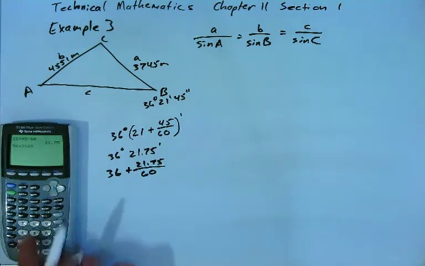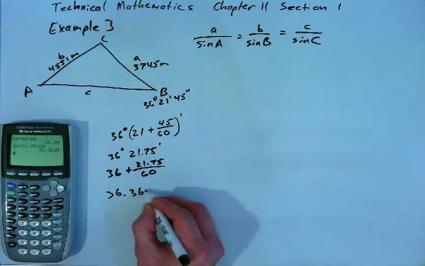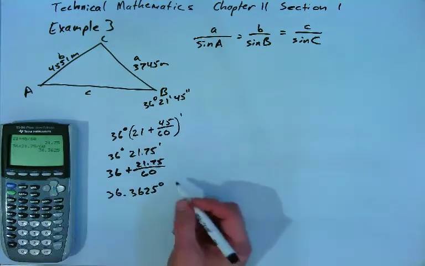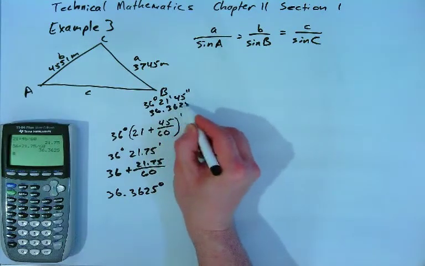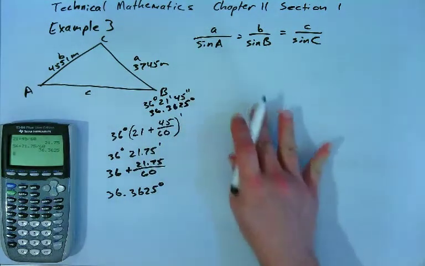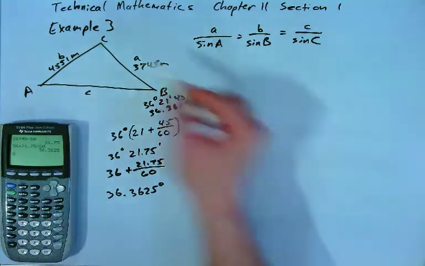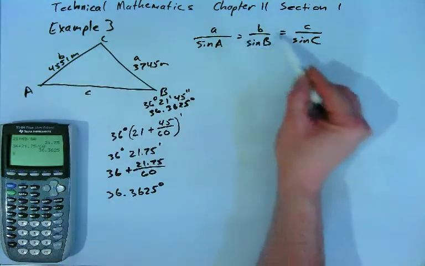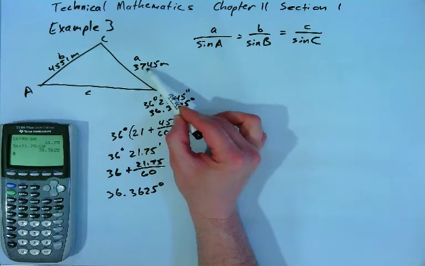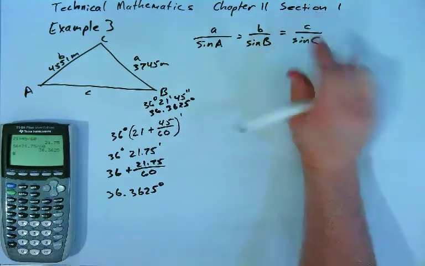So 36 plus 21.75 divided by 60, and we have 36.3625 degrees. So this angle is 36.3625 degrees. Okay, and so now we can apply the law of sines. We know angle B, and we know the length of the opposite side, so we want to use B over sine B. The other piece of information we have is the length of side A, so we're going to use A over sine A is equal to B over sine B.